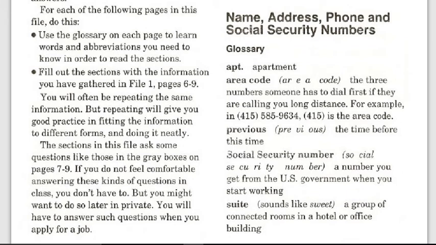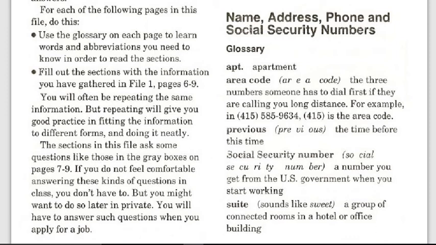Now here, a couple of abbreviations. APT is asking for the apartment. Area code, those are the three numbers that come before your number. For example, 661 is ours, but you have written here 415. It would be the area code that comes before the 7-digit number, I believe. So previous means before.